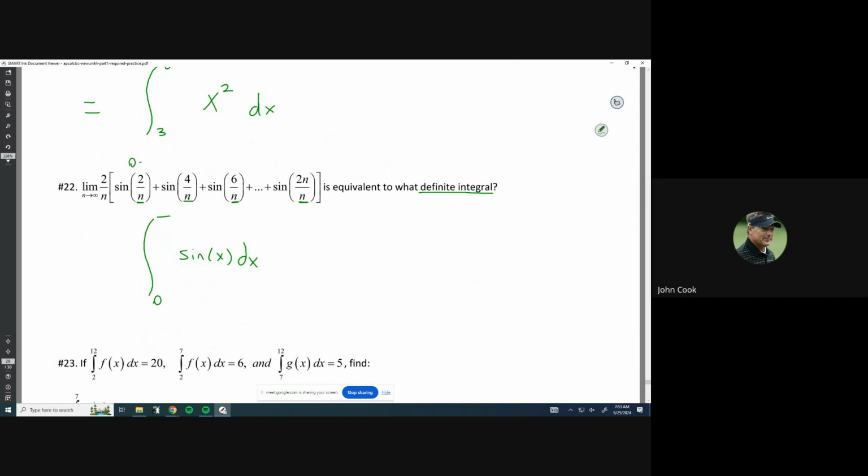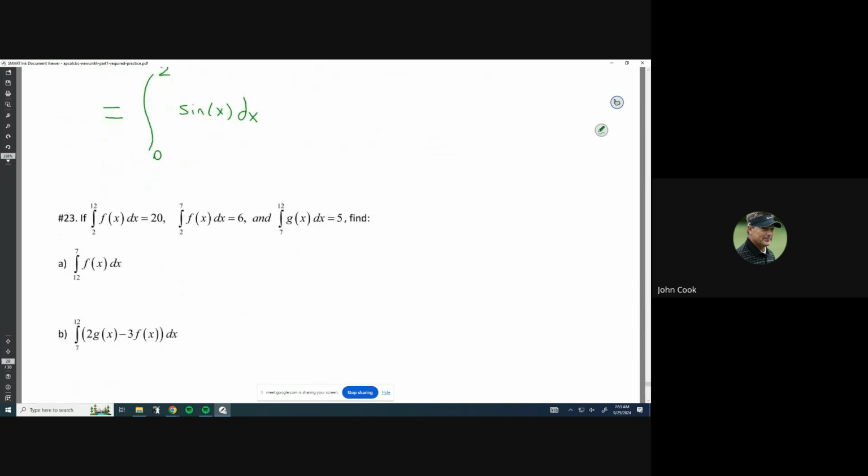So just imagine this is 0 plus 2 over n. That's 0 plus 4 over n, and so on. Okay. And then the difference between the lower bound and the upper bound is always going to be found with the delta x. So we're going to use that. So we add on 2 to 0, and that's going to be 2. So this is our completed definite integral. And that's number 22. Now 23 has to do with properties of integrals.